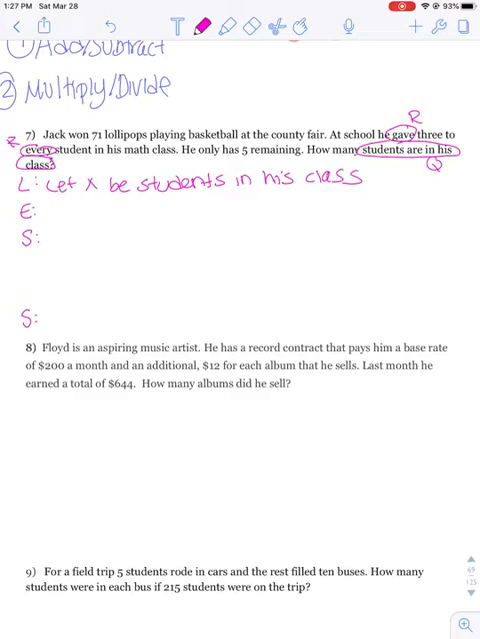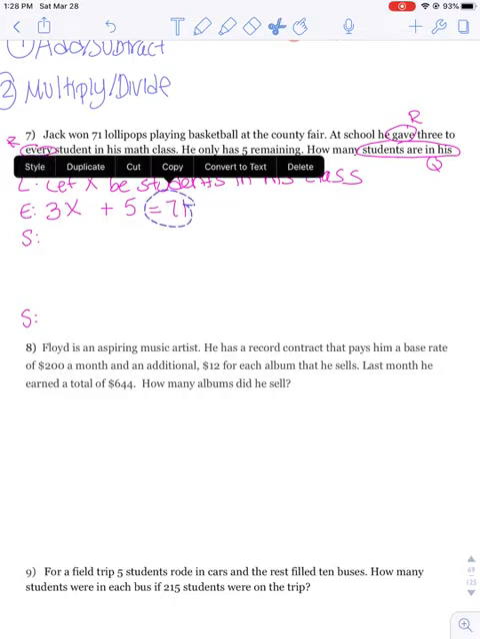That's my mystery. Now the equation, I'm actually going to set the equation equal to 71. 71, although it comes first in the problem, is going to be the answer part of my equation. So let's see. He gave 3 to every student in his math class. So that's going to be 3x. That shows that he distributed 3 lollipops to each student in the class. So the number of students times 3. He only has 5 remaining, so that's going to be plus 5.